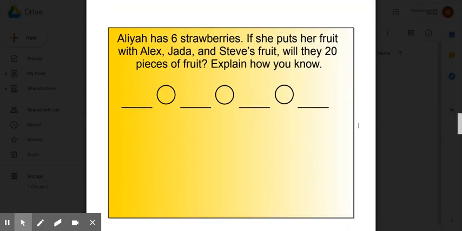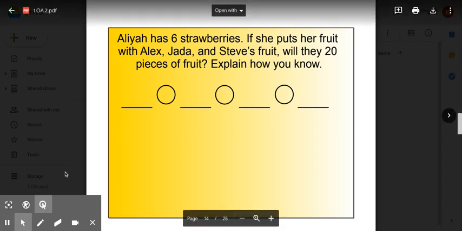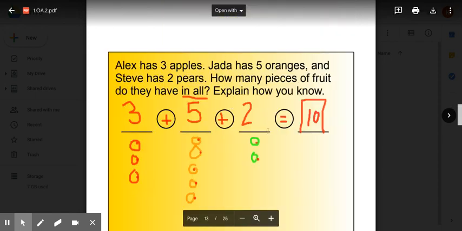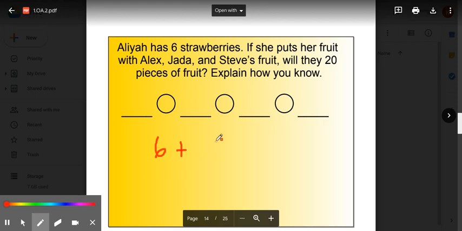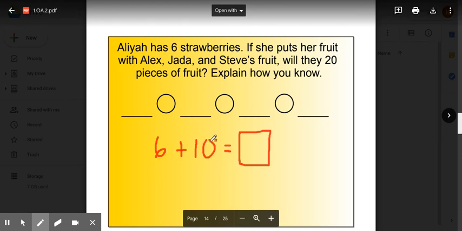Okay, let's do this one together. Aaliyah has 6 strawberries. If she puts her fruit with Alex, Jada, and Steve's fruit, will they have 20 pieces of fruit? Explain how you know. So this is actually a 2 whole number addition problem. It says Aaliyah has 6 strawberries, and if she puts her fruit with Alex, Jada, and Steve's fruit, which was, scroll back up to see, 10, will she have 20? So we're adding Aaliyah's strawberries to Alex, Jada, and Steve's fruit to see if she will have 20. So I want you to go ahead and write this equation in your journal and solve it. Ready? Pause.